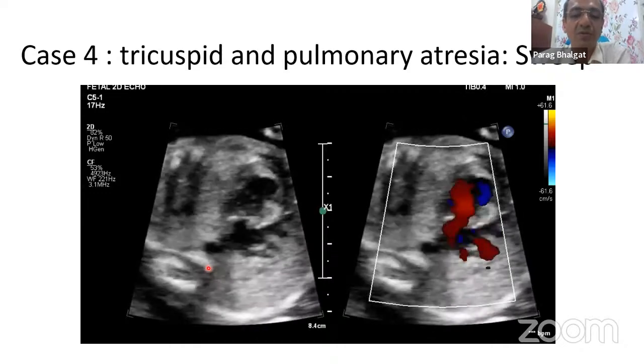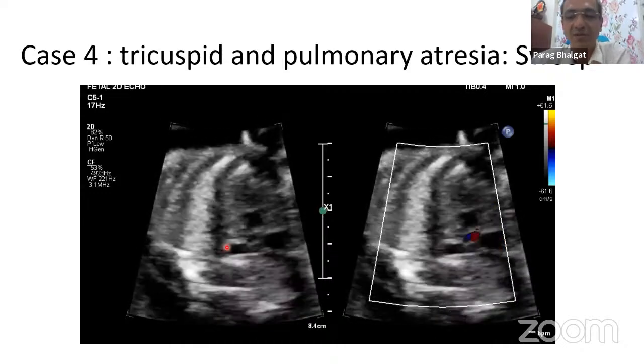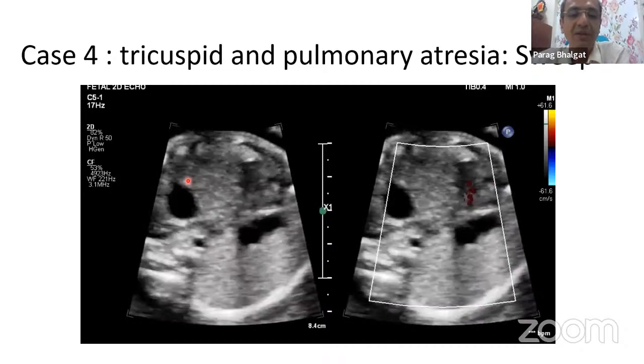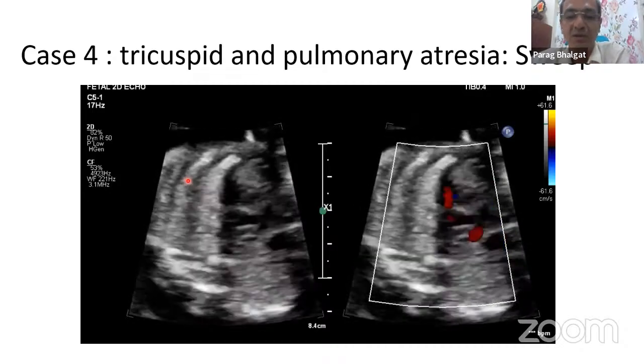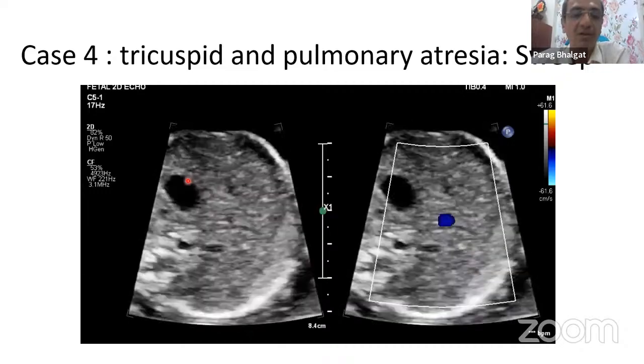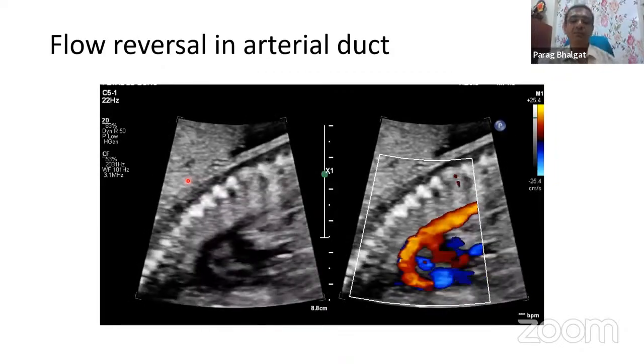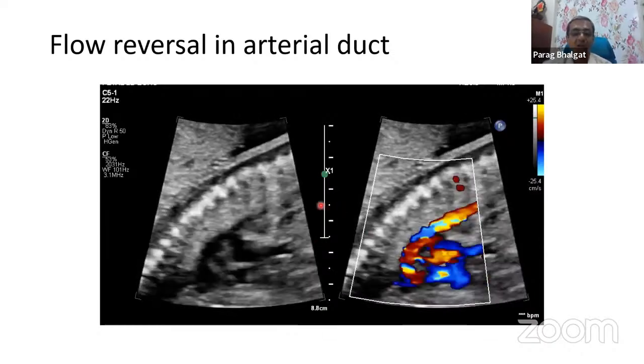I'm not giving importance to pulmonary venous drainage in this case because they were normal. But when we deal with TAPVC or Sanderson anomaly, I will demonstrate them. There is no AV valve regurgitation. Okay, and this is the flow reversal. This is the aortic arch, and this blue flow that you see is the flow reversal. So it's tricuspid atresia, pulmonary atresia.